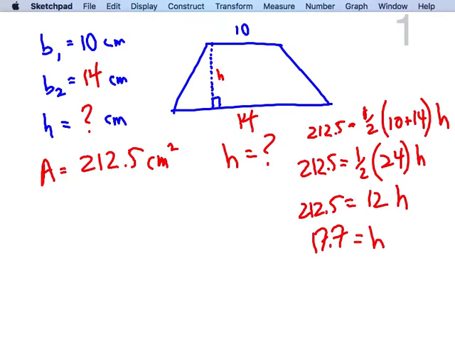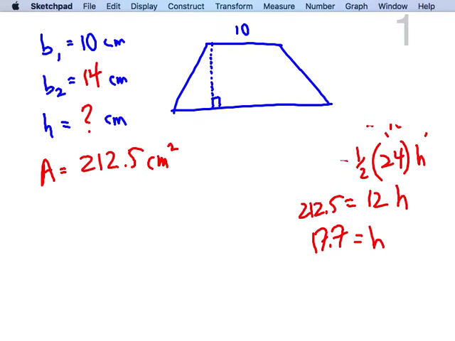But you divide 12 into 212.5, right? Correct, yeah. Okay, problems there? Let's look at the third scenario then. Get rid of this stuff. We're not going to do the height. Get rid of that, get rid of that.